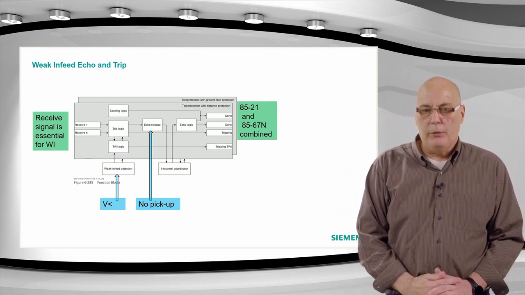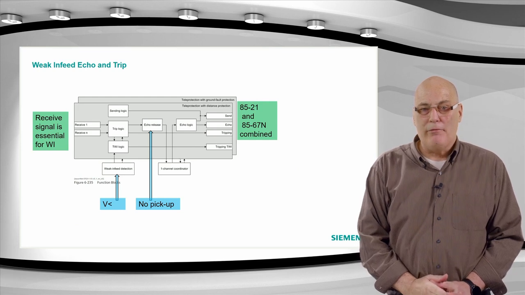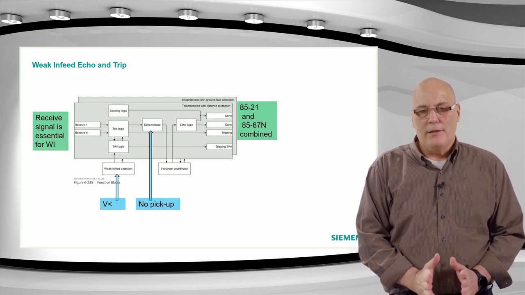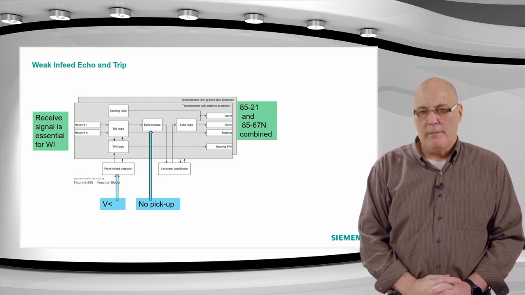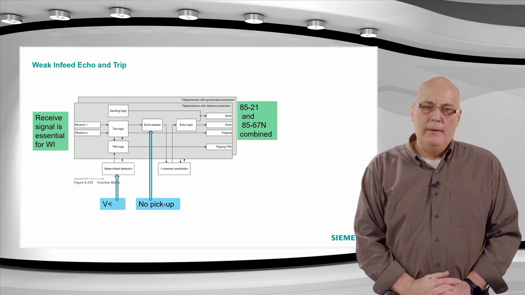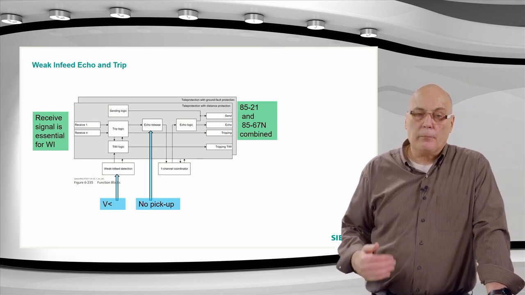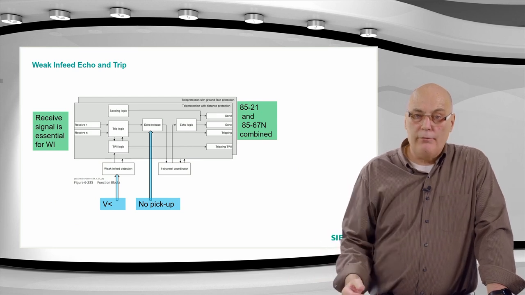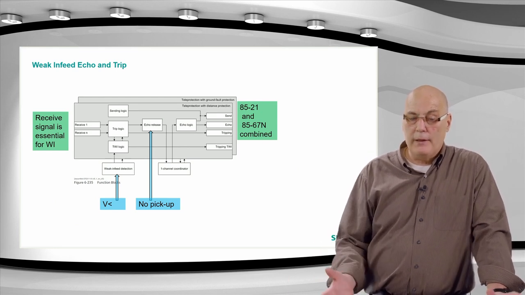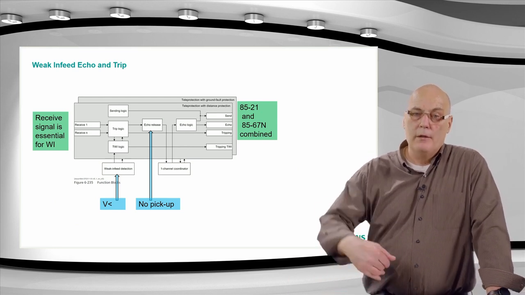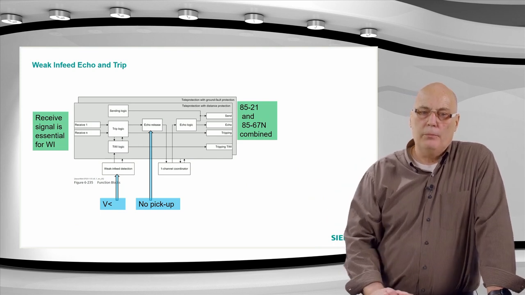One other aspect we still need to look at quickly is the weak-in feed. The weak-in feed really is two aspects. The one is the echo and the other one is the trip. The echo is clear: if you have a weak-in feed condition, you want to tell the strong-in feed, look, I'm not seeing the fault, but it's definitely not reverse or anything, so I'm going to send you an echo and you can trip.